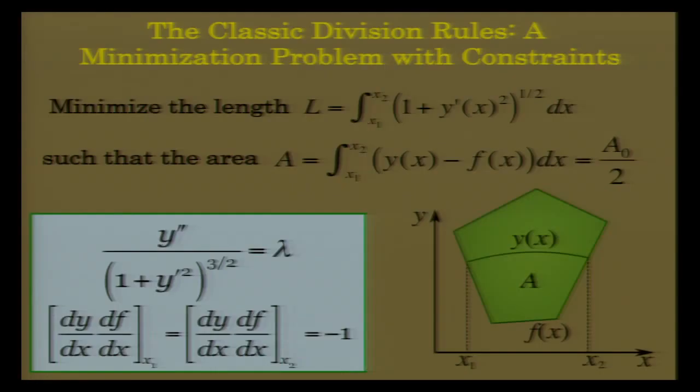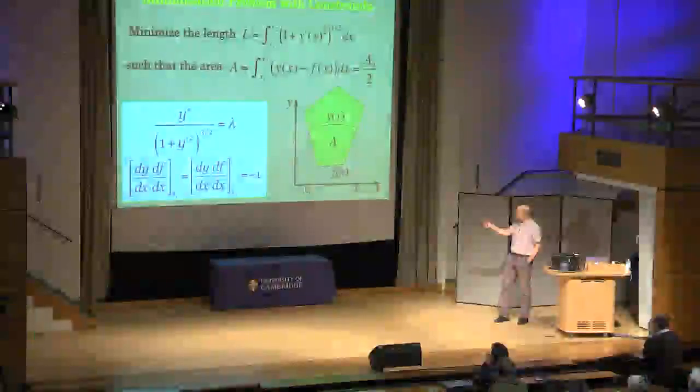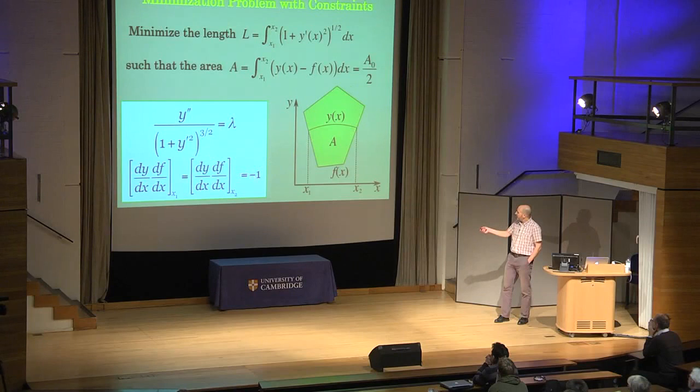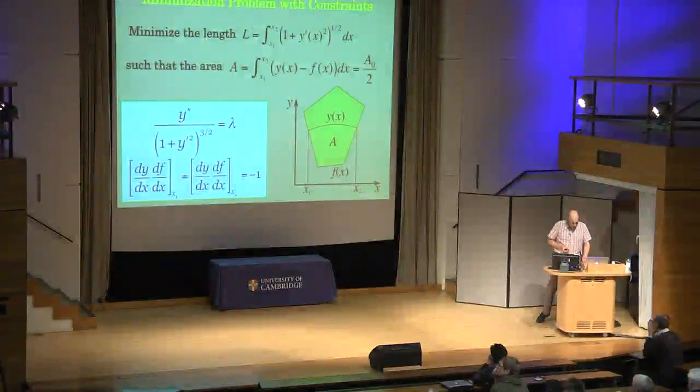And what you also get from this solution is this relation for the derivative of the dividing wall and the edge of the cell. So dy/dx, df/dx, at this position, x1, and also at this position, x2, must be equal to -1. Okay? So that comes for free, if you will, when you minimize this system. So it's telling you that you need to have walls that are meeting at 90 degrees over here and here. Okay?